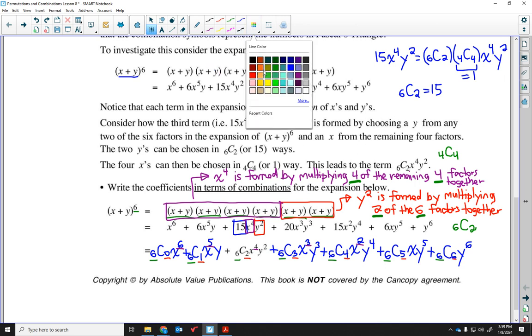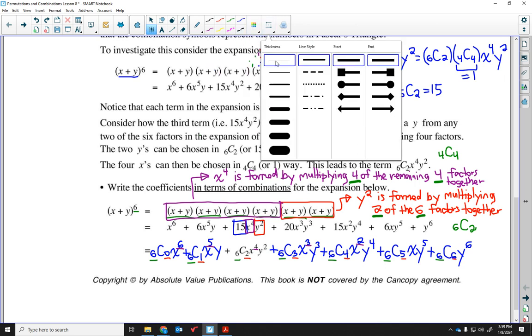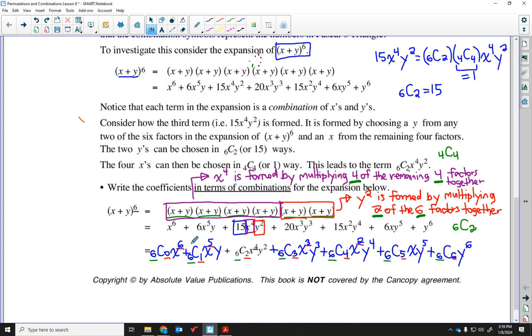And then the final one is, well, what's happening to the exponent on the y? Well, in the first term, the exponent on the y would technically be y to the power of 0. Then it's going to start to increase in value by 1. Then it goes y to the power of 1, y to the power of 2, y to the power of 3, y to the power of 4, y to the power of 5, and then y to the power of 6. So this pattern is true if we have a simple binomial like this right here, okay?